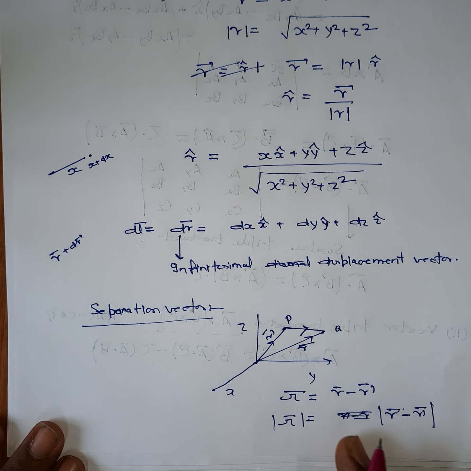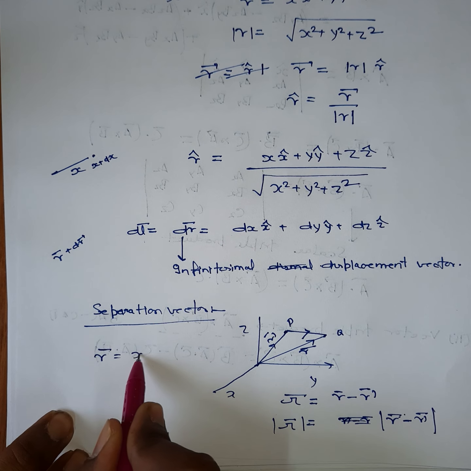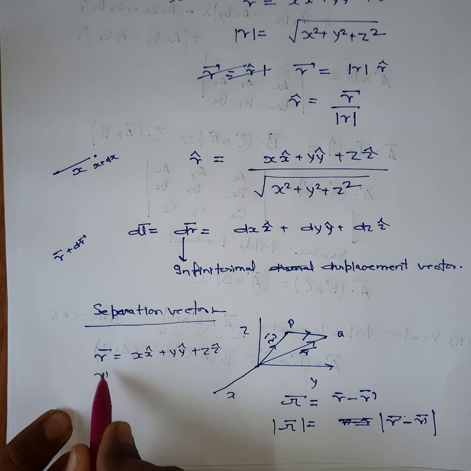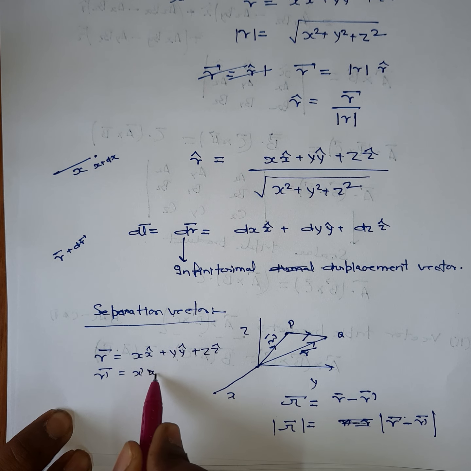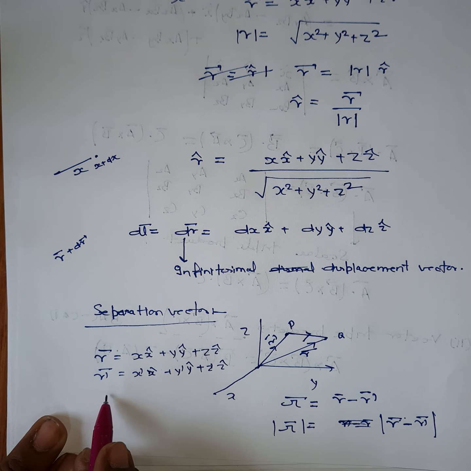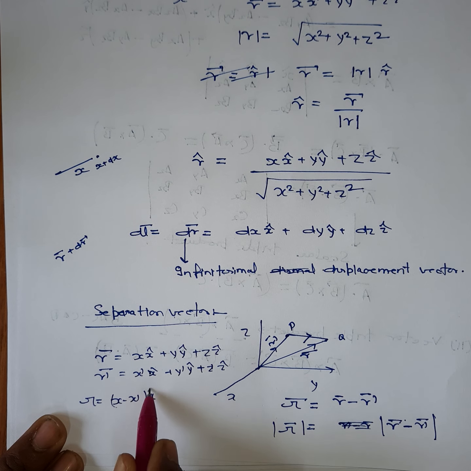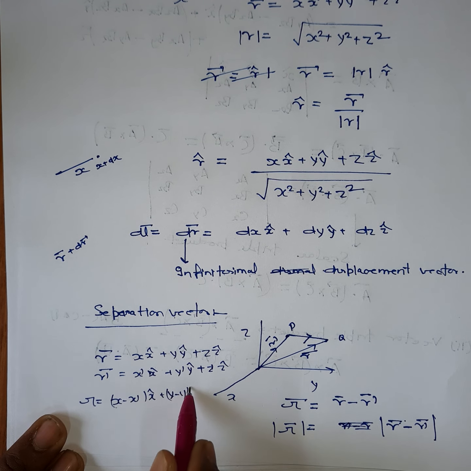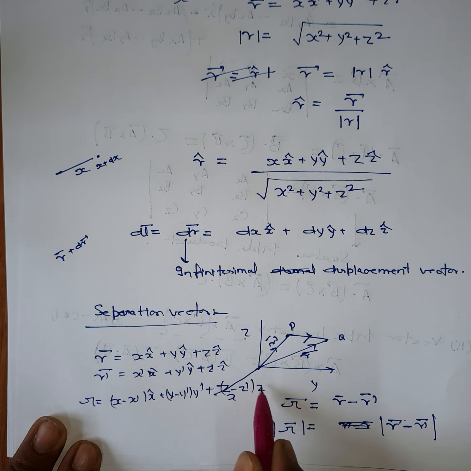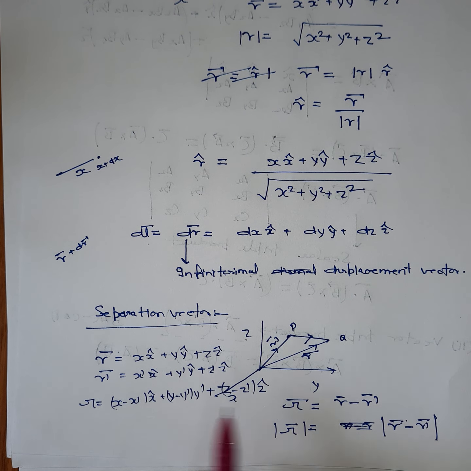In general, if r vector is x x cap, y y cap and z z cap, and r dash vector is defined as x dash x cap, y dash y cap, z dash z cap, then their difference r can be written as (x minus x dash) x cap, (y minus y dash) y cap plus (z minus z dash) z cap. Clear? So this is your separation vector.